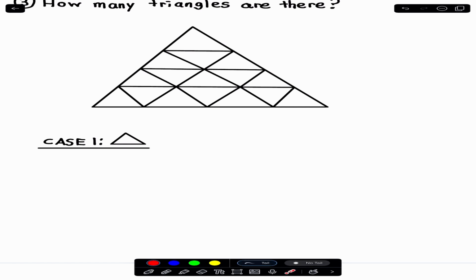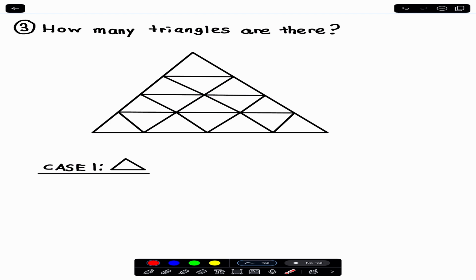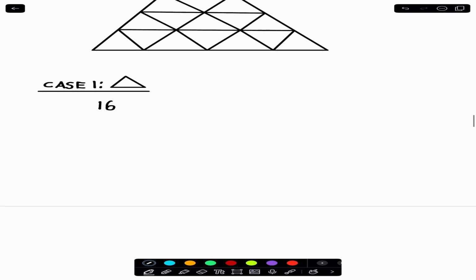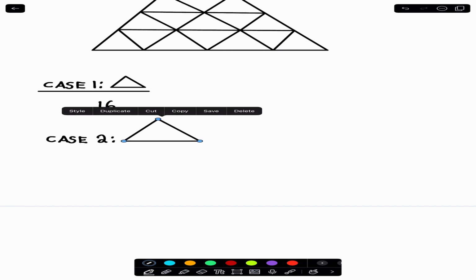How many of these do you see? Count them off. These are all the same size, by the way. 1, 2, 3, 4, 5, 6, 7, 8, 9, 10, 11, 12, 13, 14, 15, 16. There are 16 of these. By the way, I hope you can see why I split the cases up like this. It makes sense. Going back to what I said before, a lot of times casework is basically just common sense and just splitting the problem up in a logical manner.